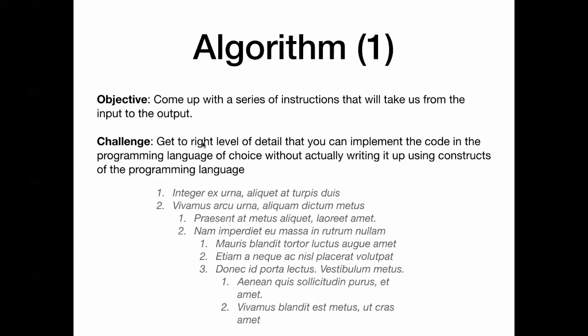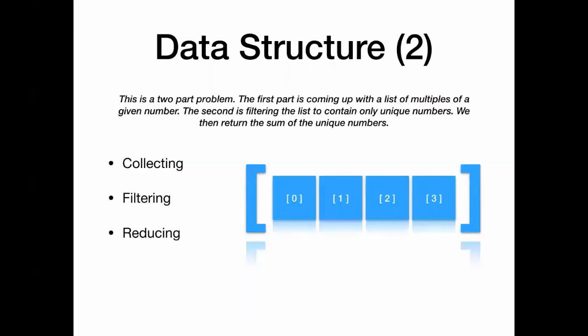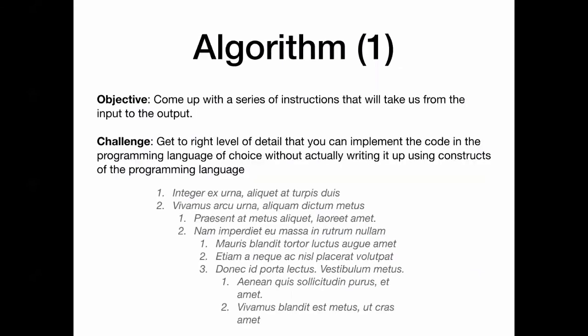The challenge when we work on the algorithm is, how do I know that it's enough detail? Is it enough to say: you need to collect, then you need to filter, then you need to reduce? It's typically not enough, because what we want are instructions with enough detail so that, in your programming language of choice, you can implement the rules already. It's enough detail so that you know how to implement it, but you don't necessarily have to write it yet in the constructs of the programming language.